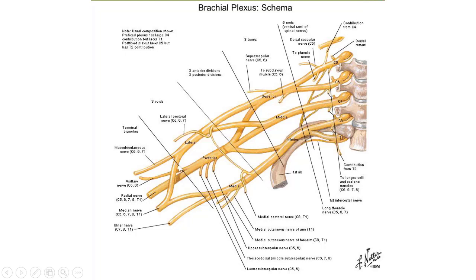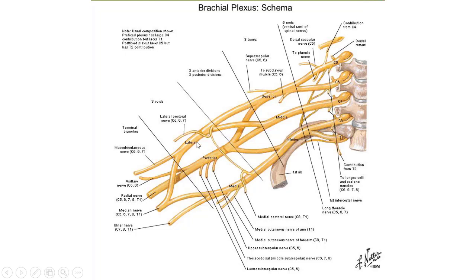Branches from the cords. You learn we have lateral, medial, and posterior cords. Now you learn we have 3 branches from the lateral, 5 branches from the posterior, and 5 branches from the medial. 3, 5, 5. Branches from the cords are 3, 5, 5 from lateral, posterior, and medial.